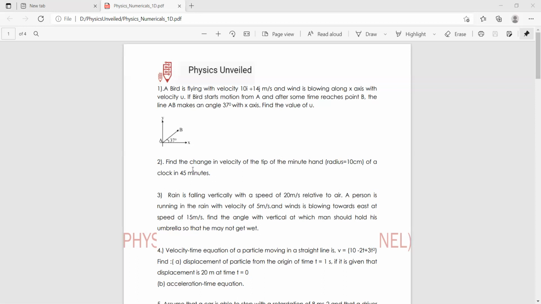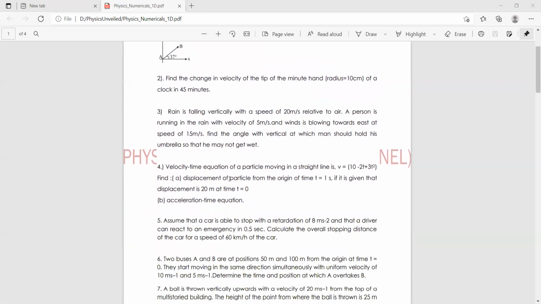The second problem is again a very simple problem. We are gradually increasing our degree of difficulty. Find the change in the velocity of the tip of the minute hand, of radius 10 centimeter, of a clock in 45 minutes. Now, the change in velocity in 45 minutes may be asked in a different format, like find the acceleration, but I'm not asking in that way. I'm just asking for the change in velocity.